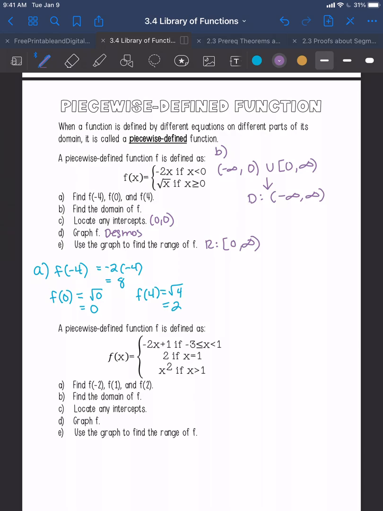Next here, another one. We have 3 different ones here. So the function is defined as negative 2x plus 1 if x is greater than or equal to negative 3, but less than 1. If x is 1, then the function is defined as 2. And if x is greater than 1, we use x squared.